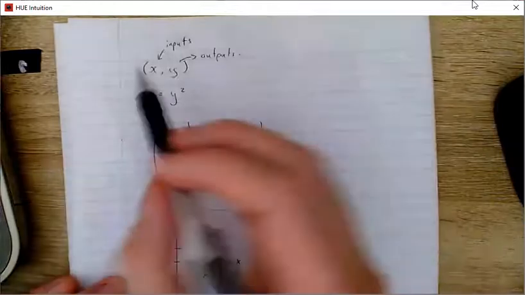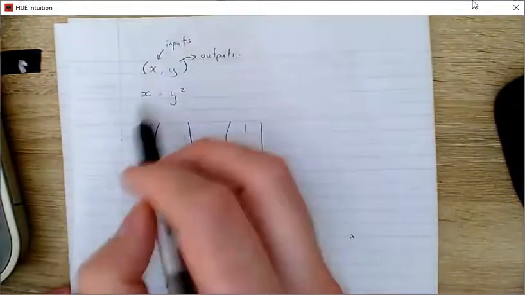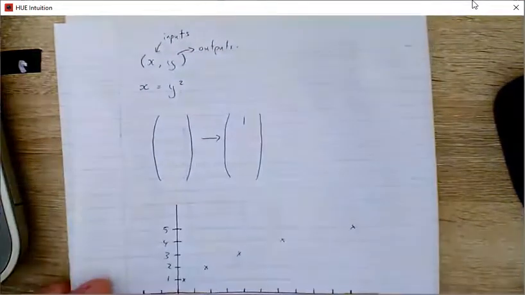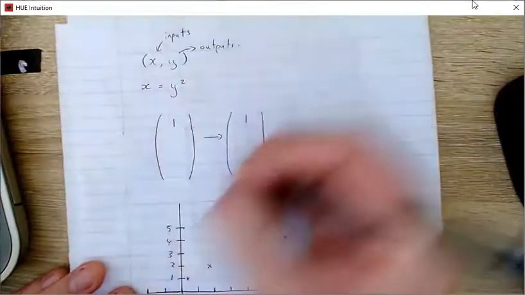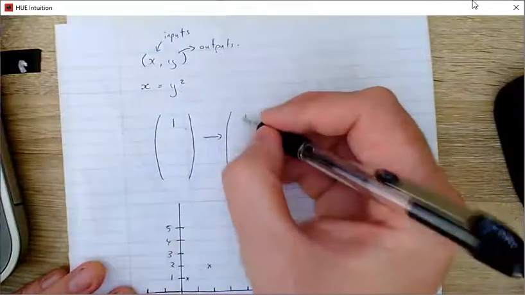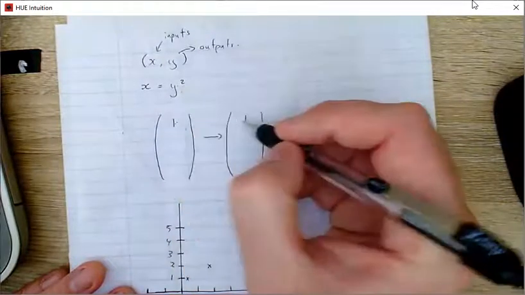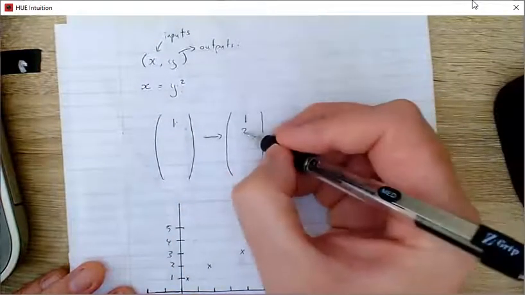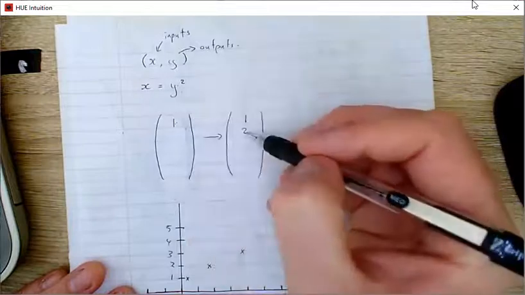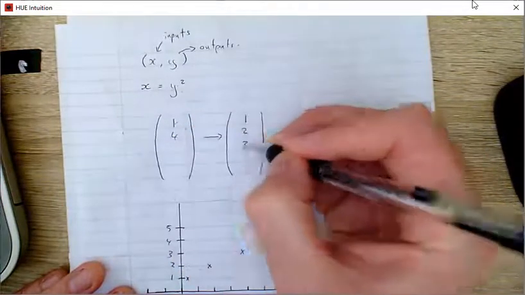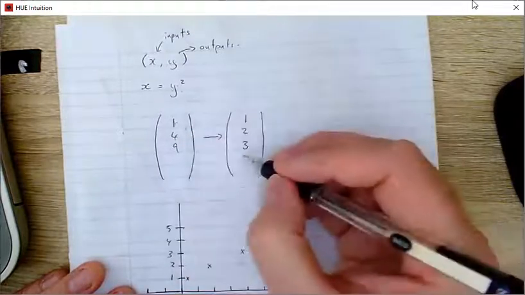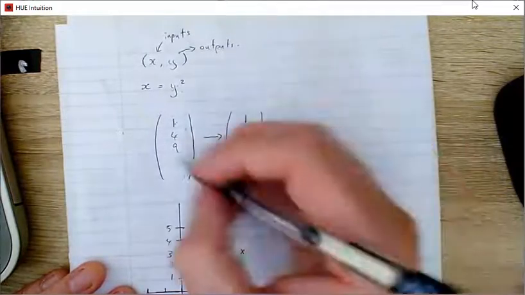Here, if you have still x as your inputs and y as your outputs, but you're working with this rule, x equals y squared, well, 1 would give 1 squared. X would be 1 squared. This time you'd be working with your outputs really. You'd be saying if y is 2, then x needs to be 4. If y is 3, x needs to be 9. If y is 4, x needs to be 16.